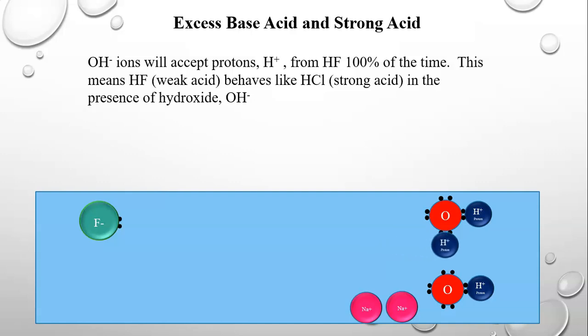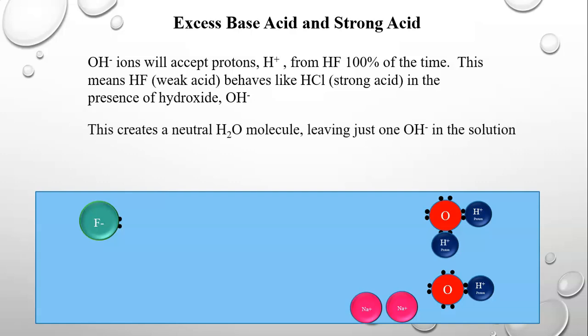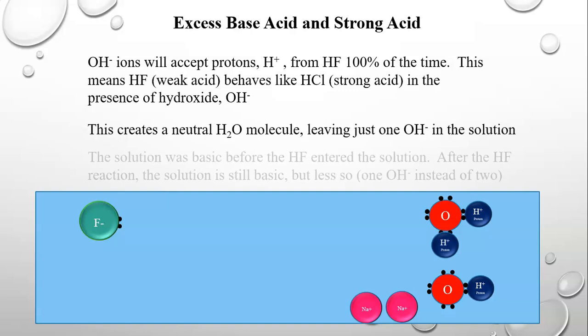So the OH minus ions will accept protons, H plus, from hydrofluoric acid or any weak acid 100% of the time. This means that hydrofluoric acid, a weak acid, behaves like HCl, a strong acid, as long as it's in the presence of hydroxide ions. They will both totally donate protons to a hydroxide. This creates a neutral H2O molecule, leaving just one OH minus hydroxide ion in solution.